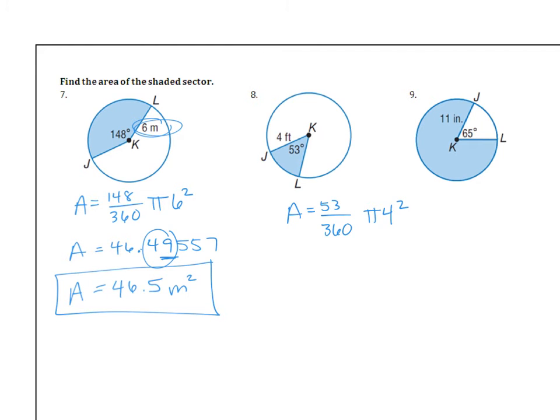So here's my equation, and when I typed it in, I got 7.400, so I'm just going to leave it at 7.4 feet squared.